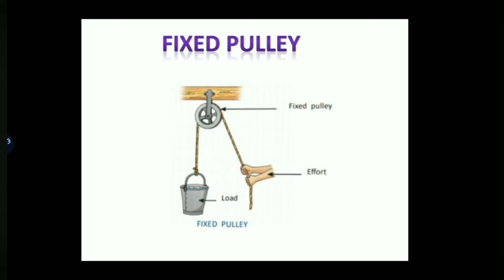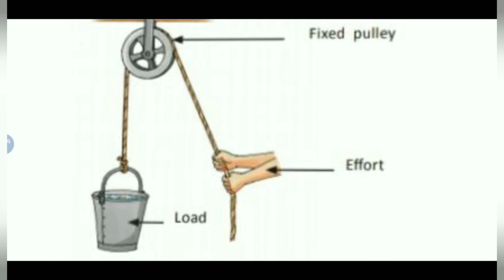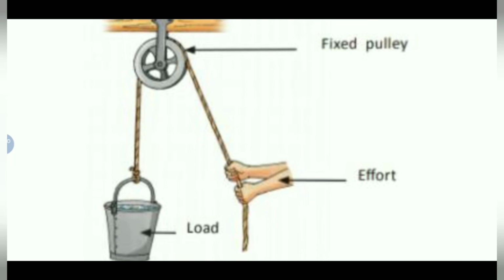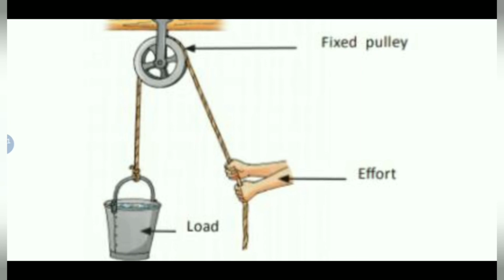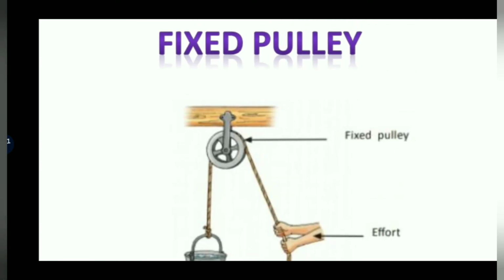In this you can see the axle is fixed to a support. Here this bucket is filled with water. This is the load. The effort is, the man is pulling it. That is the effort done by the man. And this fixed pulley is there. The axle is fixed to a support. It is used for drawing water from a well or raising a flag to the top of a flagpole. You can see this axle is fixed.